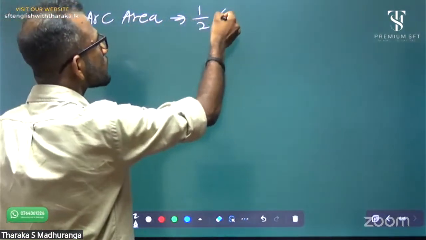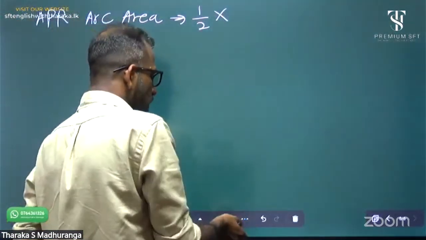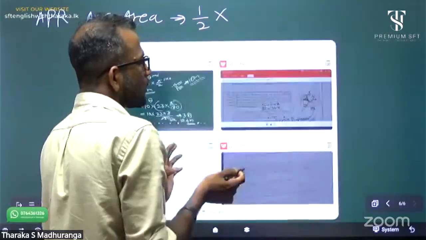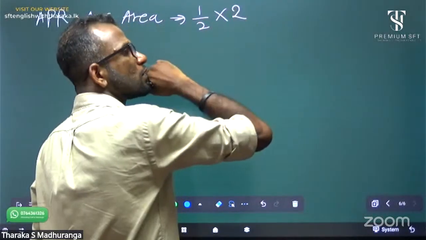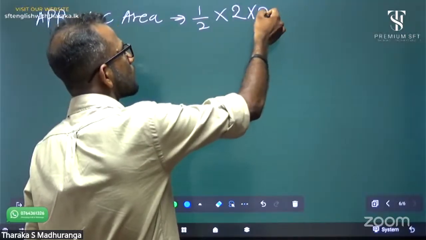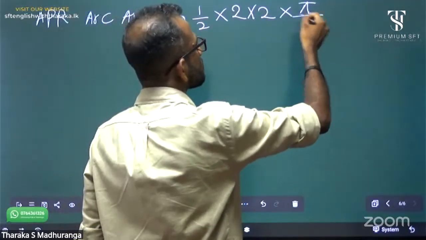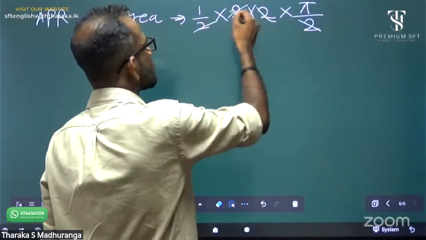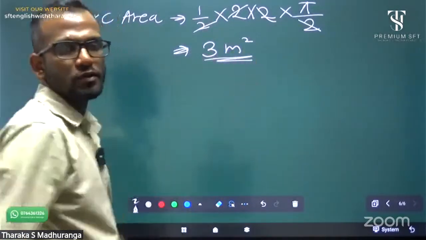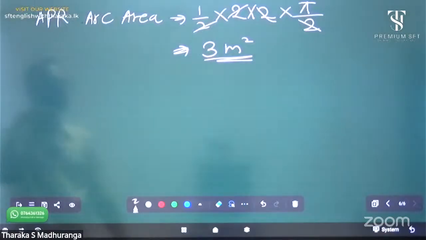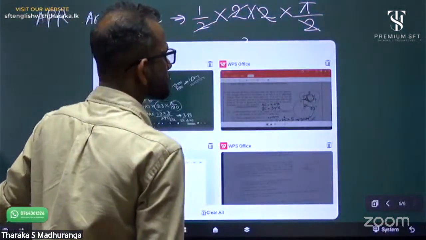Half into r squared theta, in radians. Remember the equation: half r squared theta radian. Now 90 degrees, it's pi over 2. Half into 2 into 2 into theta radian, that is pi over 2. 2 to 2 cancel. The area is also 3 square meter because pi is 3. Right? The remaining one also has an area.